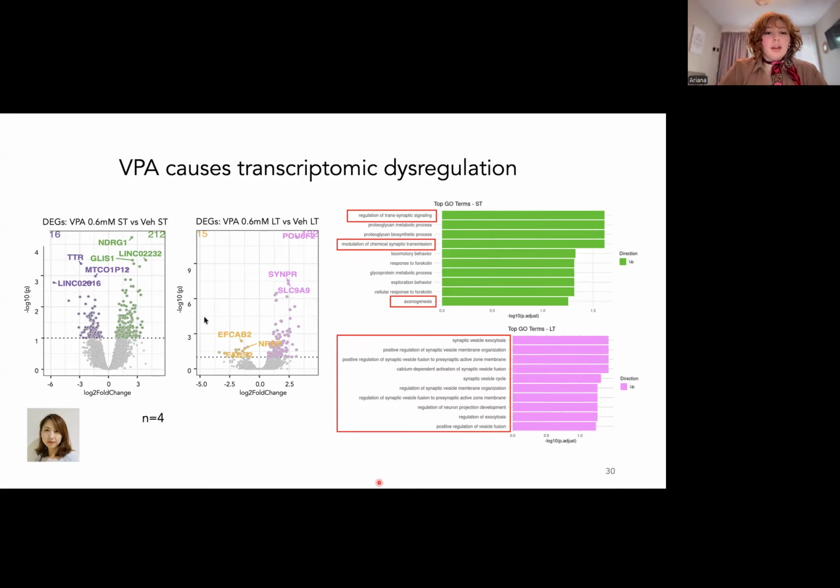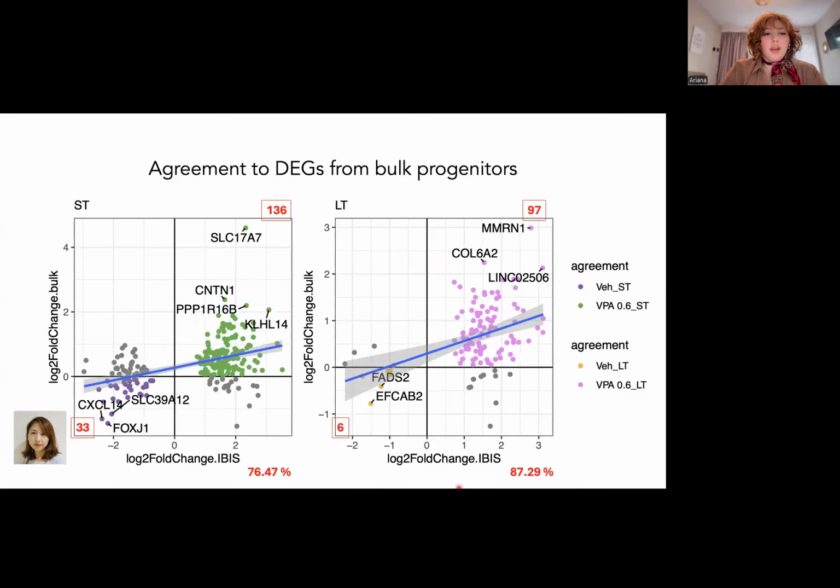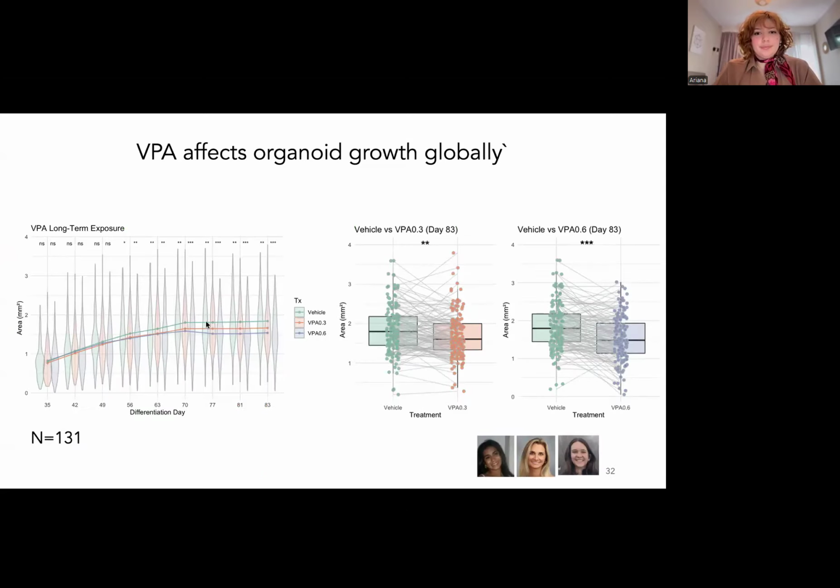The other thing we were able to do is compare these differentially expressed genes with the previous data from the study that I mentioned, and we see a high correlation of upregulated and downregulated genes with the bulk RNA-seq data from the human neural progenitors.